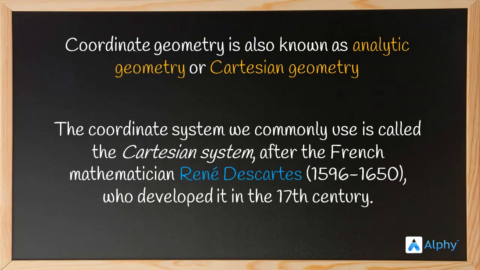Descartes' coordinate system created a link between algebra and geometry. Geometric shapes such as circles could now be described algebraically using the coordinates of the points that make up the shapes.